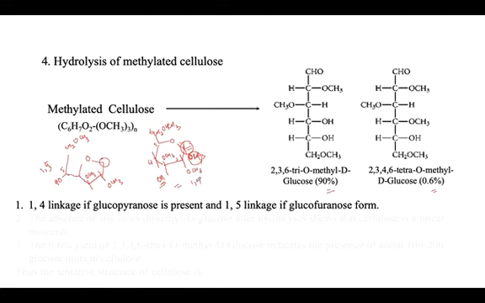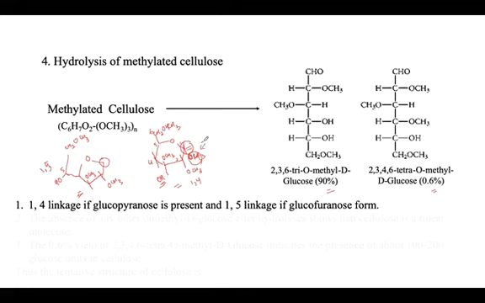Now, the important thing is how to know whether it is in the 6-membered ring, that is the pyranose form, or the 5-membered ring, that is the furanose form. It is easy, because when we do hydrolysis, if it is easily hydrolyzed, we say it is the furanose form, and if it is not readily hydrolyzed, then we say that it is a pyranose form.